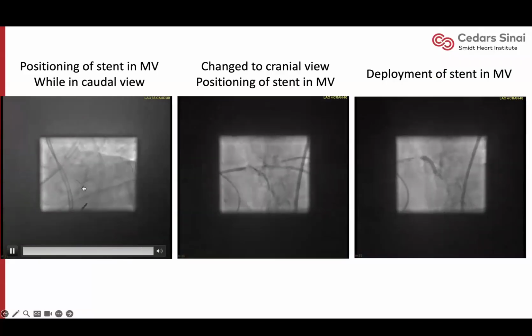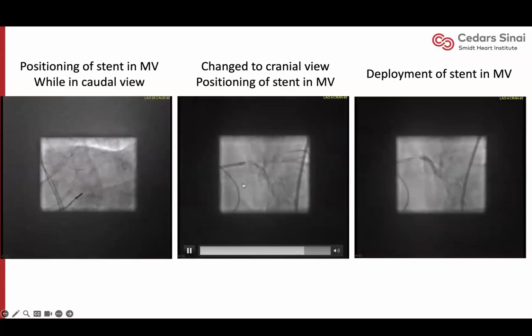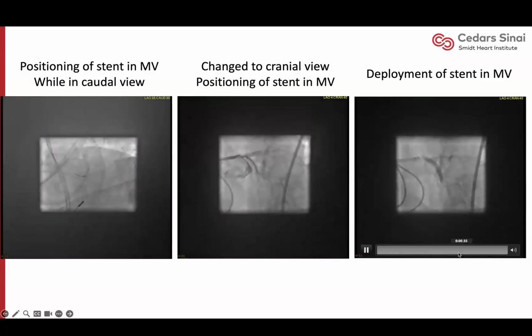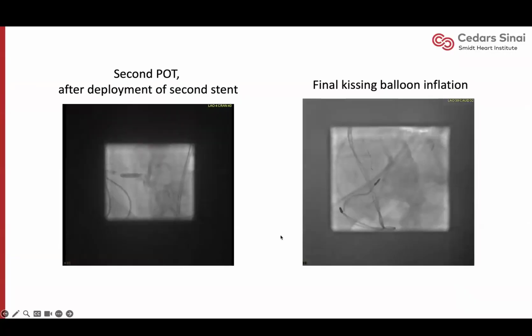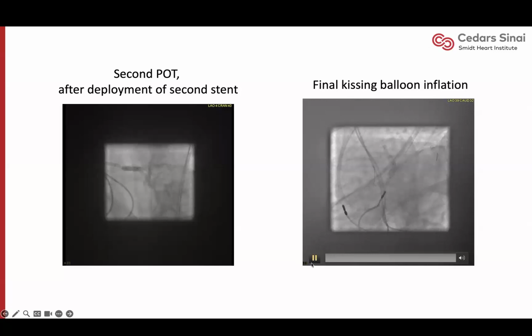Here is where we were trying to position the stent in the main vessel while in caudal view. And then we changed to cranial view and positioned that stent in that main vessel. And you can see how it's helpful to get orthogonal views or different views. Here we're deploying the stent in the main vessel. And we performed the second POT after deployment of the second stent over here. Here is our final kissing balloon inflation.